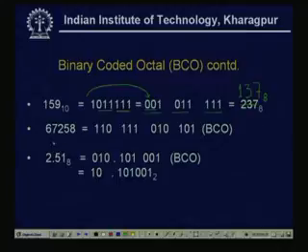Now, if I take another example, 6725 in the decimal number system, then first it is converted to binary numbers. So, this is 1 1 0 1 1 1 0 1 0 1 0 1. So, okay, one thing is, better I take this as the octal.